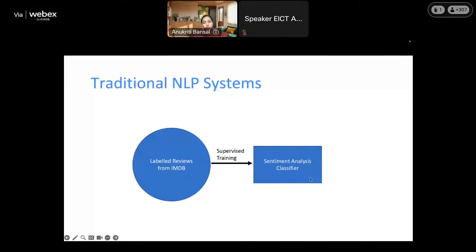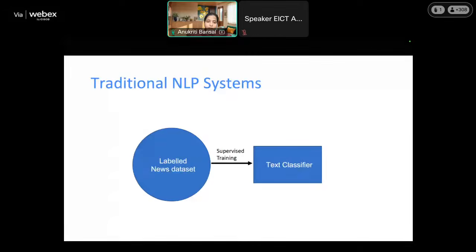If you want to do text classification, again you need a labeled data set, maybe a news data set. Then you do supervised training, and then it could be classified into different classes. So a labeled data set is a problem.